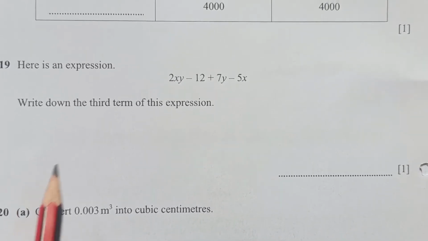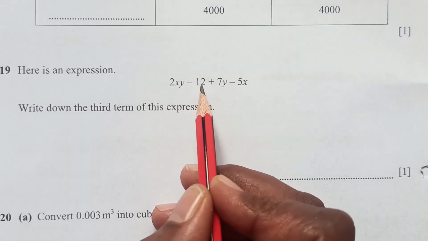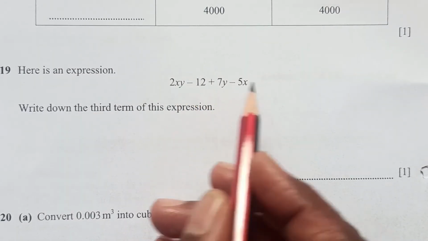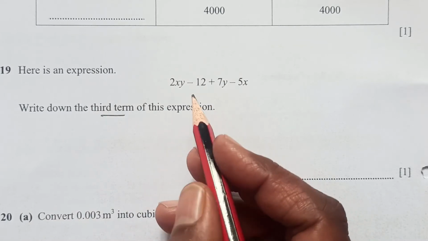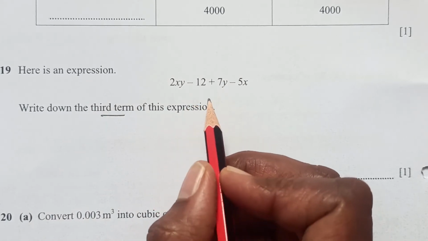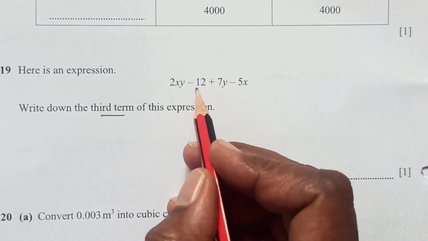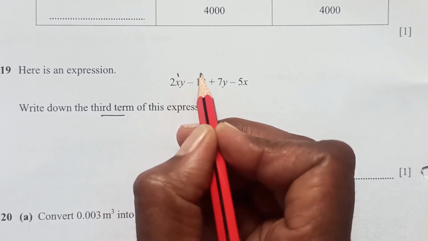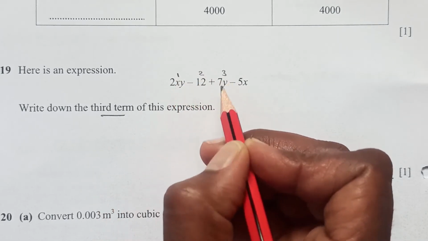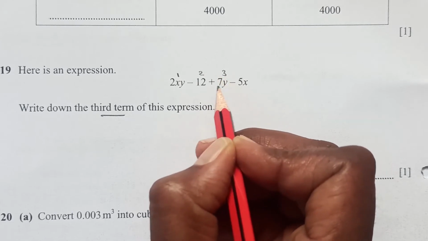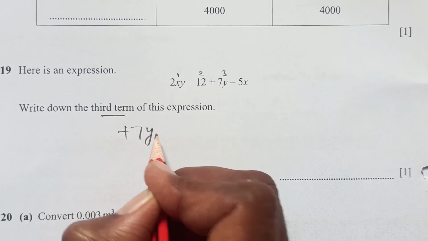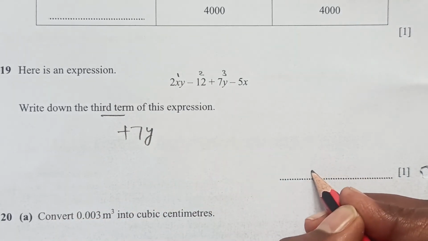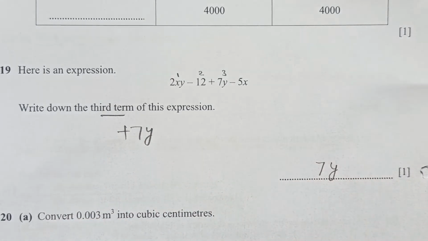Next question. Here is an expression: 2xy minus 12 plus 7y minus 5x. Write down the third term of this expression. As I told you previously, the terms are separated by positive and negative signs, right? So this is the first term, this is the second, and this is the third term. Third term is 7y. Positive sign, so we'll just write it down. It is actually positive 7 times y, but we will just write down 7y.